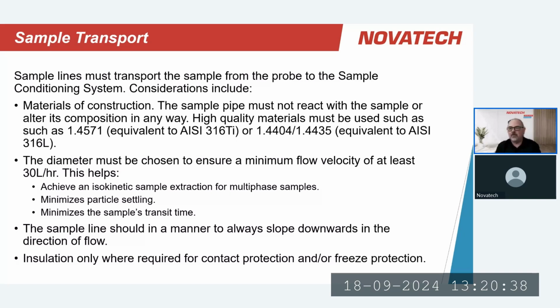Insulate where there's a risk of cold temperatures that could freeze the sample. In fact, heat tracing would be required in a situation like that, or where maybe there's a risk of contact, where somebody could put their hand on the line and maybe get a burn, but otherwise do not insulate. Let the ambient air actually start to cool the sample for you and reduce the amount of work that has to be done at the sample conditioning system.